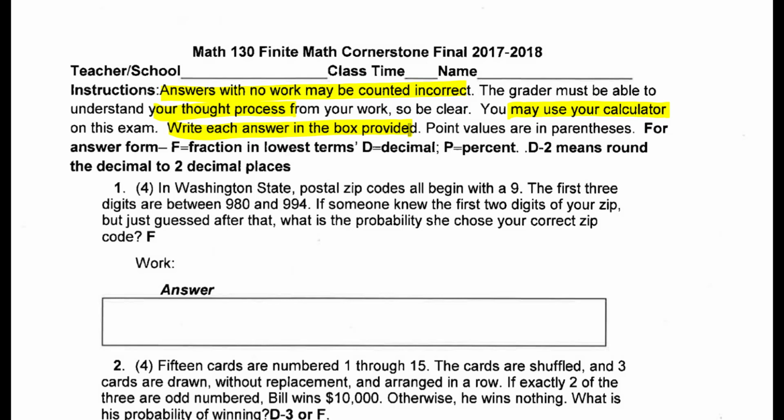Okay, so let's take a look at the first problem. In Washington State, postal codes all begin with a 9. The first 3 digits are between 980 and 994. If someone knew the first 2 digits of your zip code, but just guessed after that, what's the probability they chose your correct zip code?